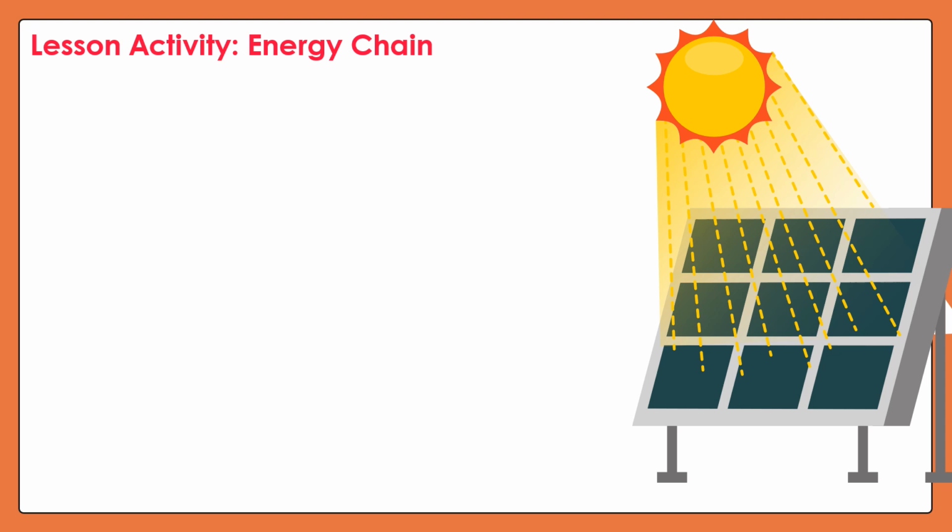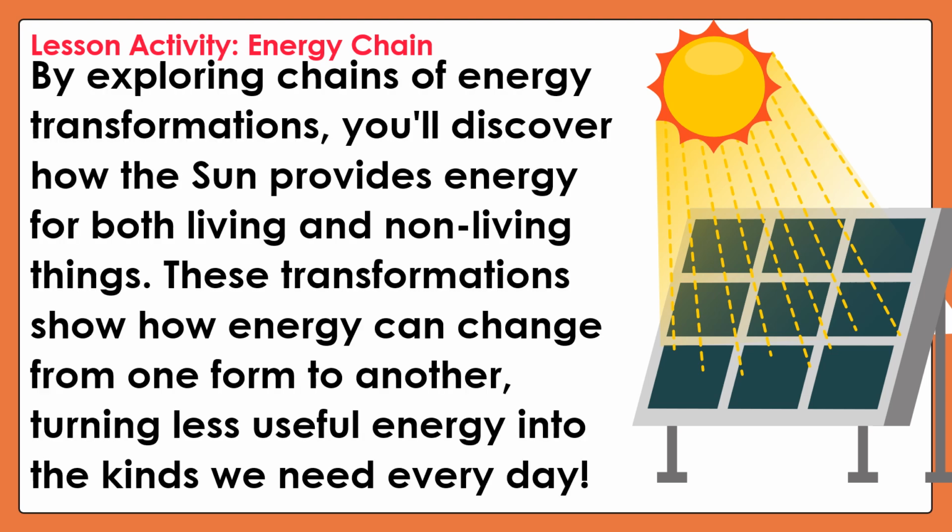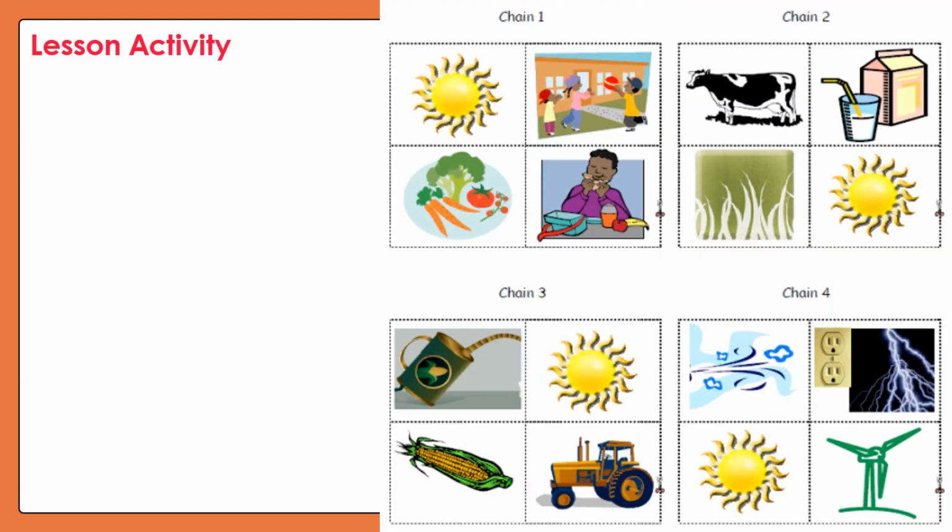Lesson activity: Energy Chain. By exploring chains of energy transformations, you'll discover how the sun provides energy for both living and non-living things. These transformations show how energy can change from one form to another, turning less useful energy into the kinds we need every day. Let's have a lesson activity.